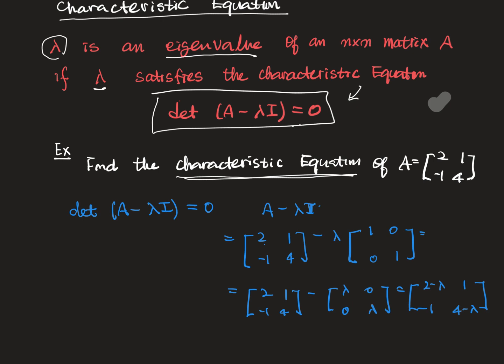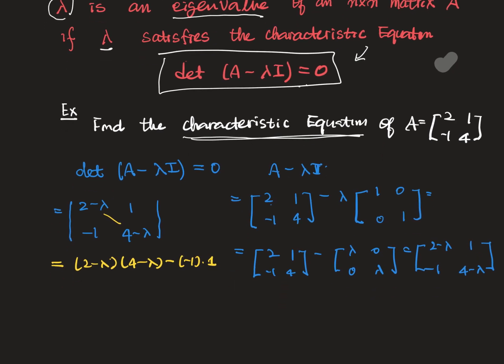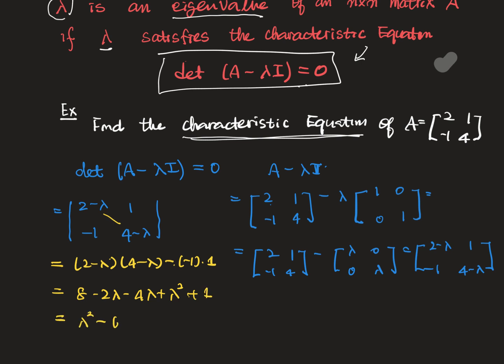So what is the characteristic equation? You find the determinant of this matrix, which is 2 minus lambda, 1, negative 1, 4 minus lambda. How do we find it? This is the determinant of a 2 by 2 matrix: 2 minus lambda times 4 minus lambda, minus negative 1 times 1. Expanding, you have 8 minus 2 lambda minus 4 lambda plus lambda squared plus 1. This is lambda squared minus 6 lambda plus 9 equals 0.